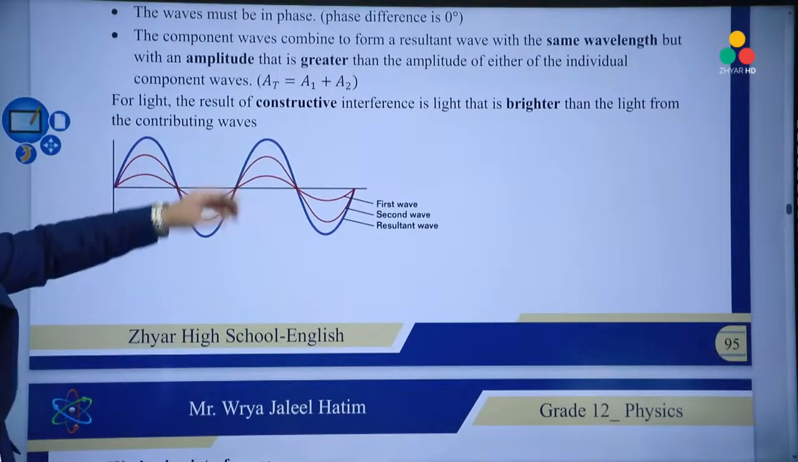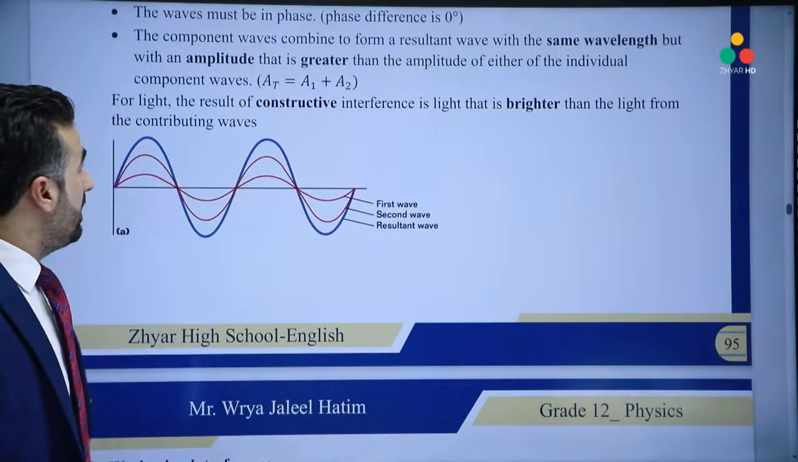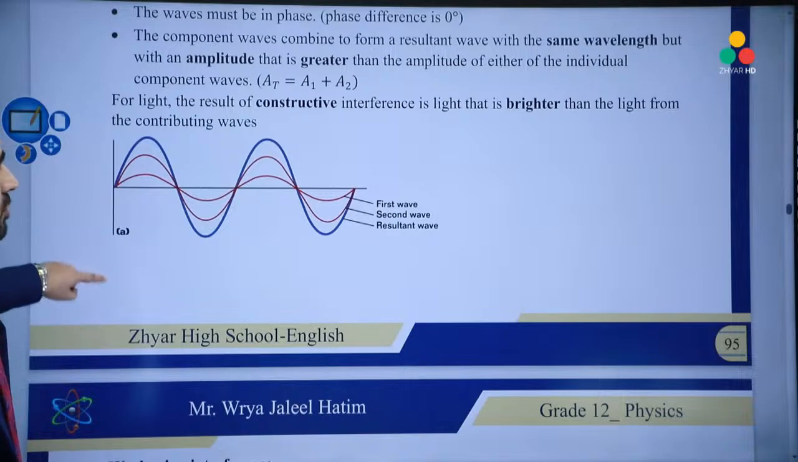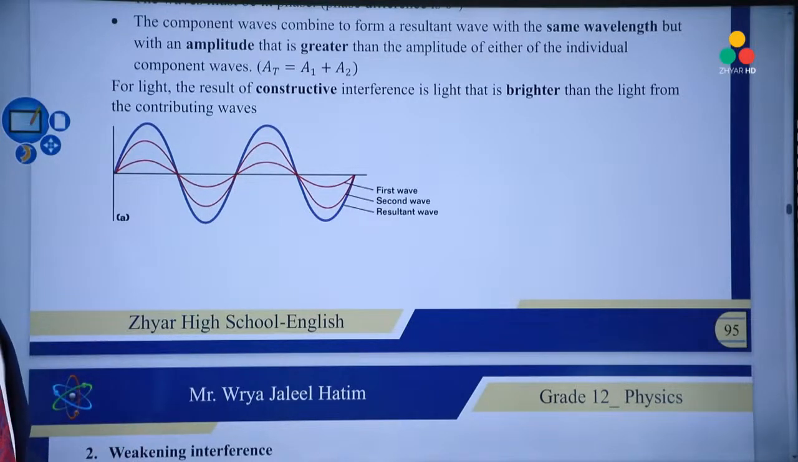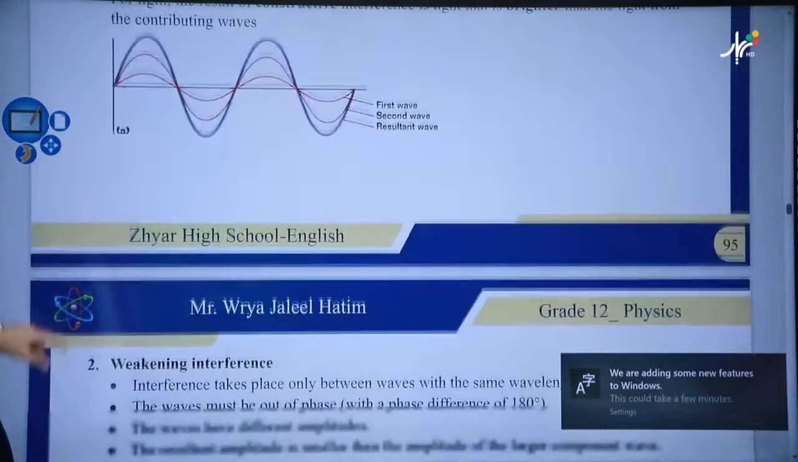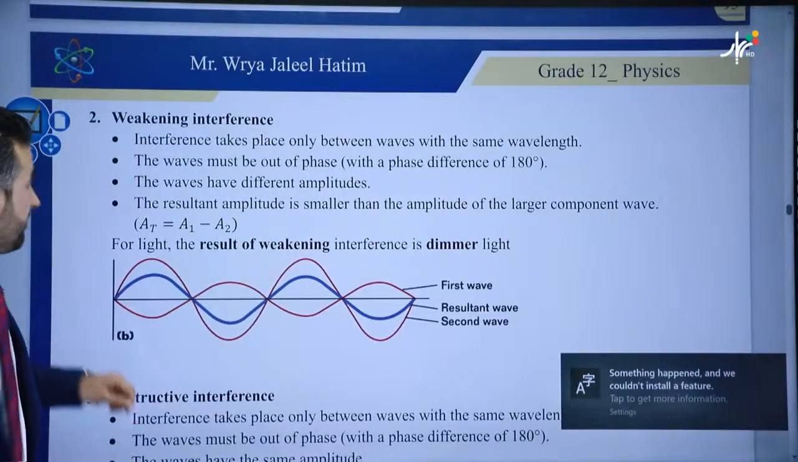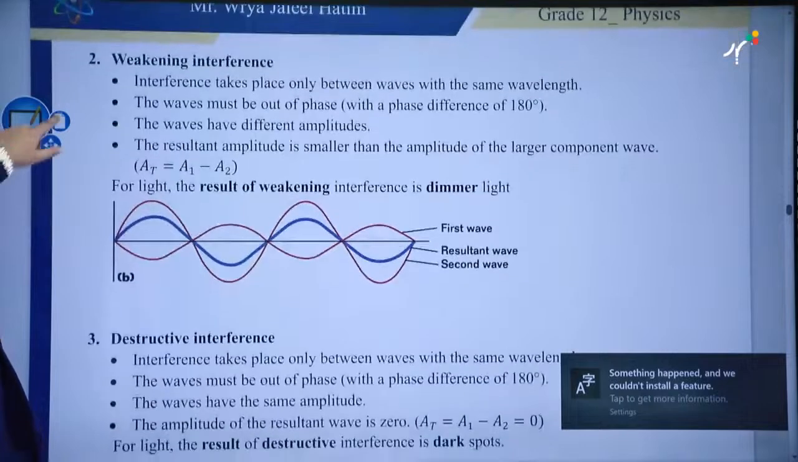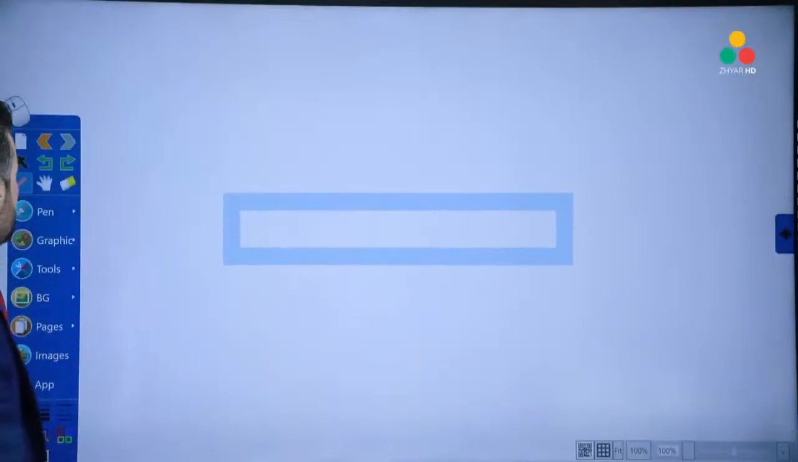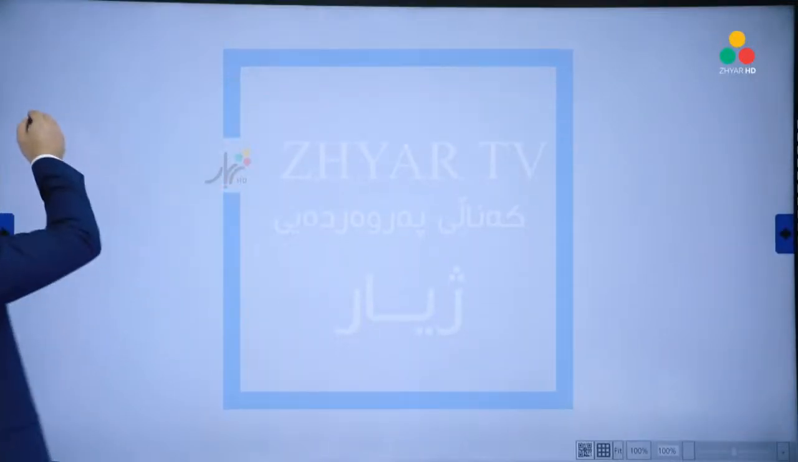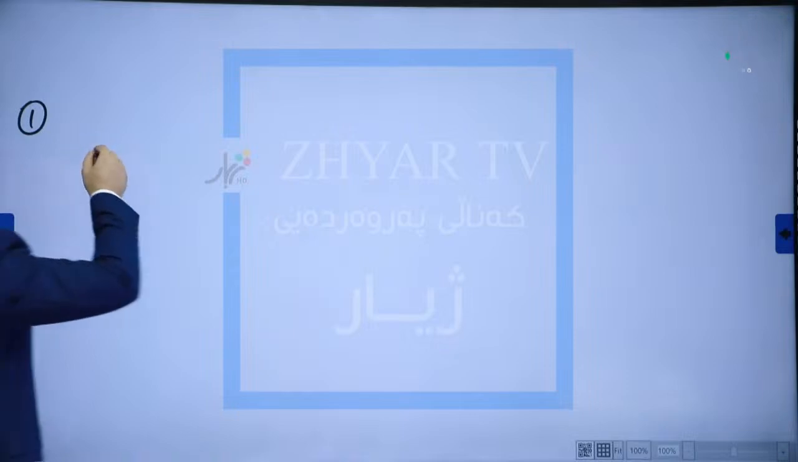For light, the result of constructive interference is light that is brighter than the light from the contributing waves. Now we have destructive interference, and in terms of destructive interference, we have two types. The first one is called weakening interference.